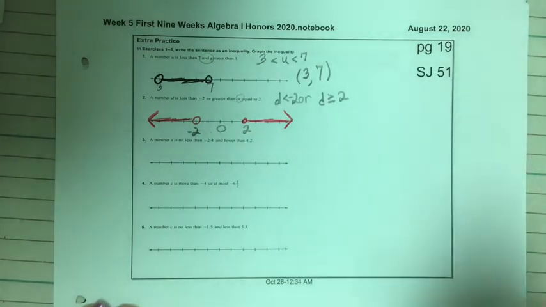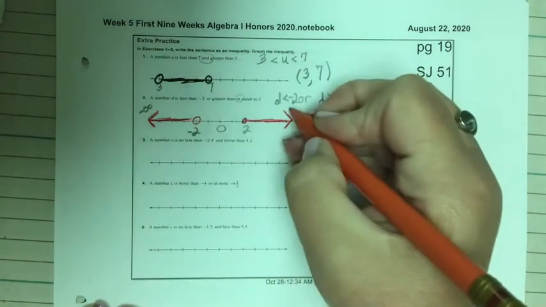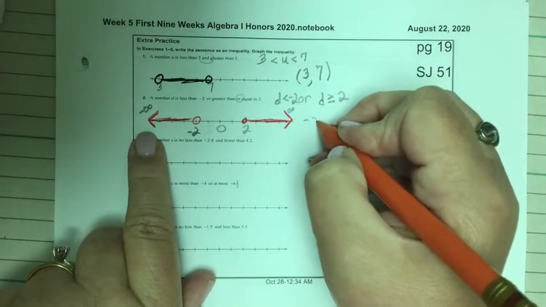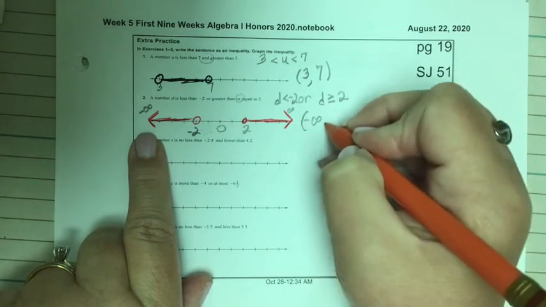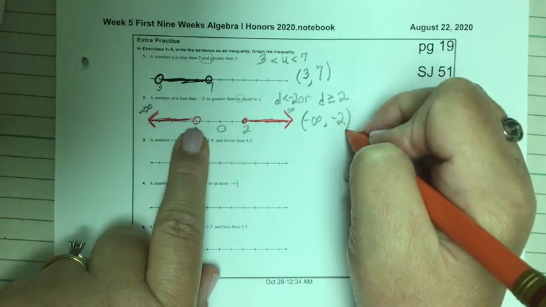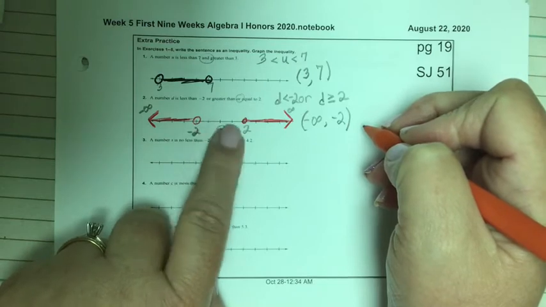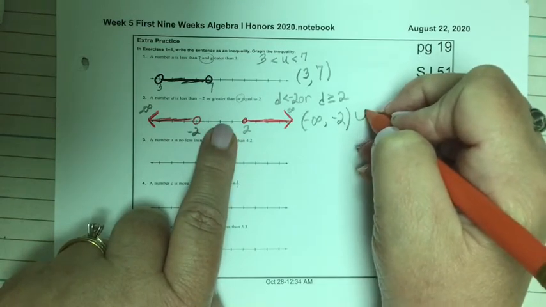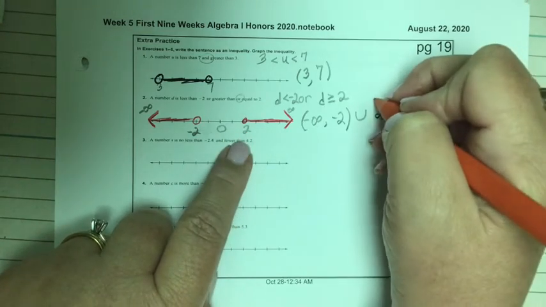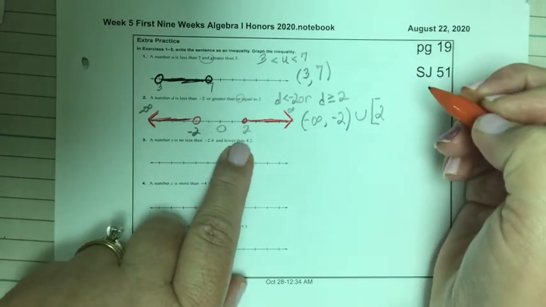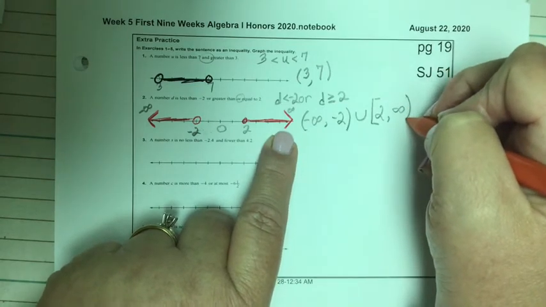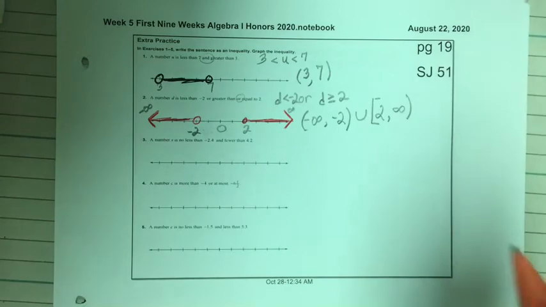Now let's do interval notation for this. Remember, from left to right, where does my number line start being shaded red? At negative infinity, and negative infinity always gets a parenthesis. It stops for a moment at negative 2 with an open circle, so you put a parenthesis, but then you unite that with positive 2, and positive 2 has a closed circle, so you put a bracket. Where does it stop? It stops at infinity, and infinity and negative infinity always get a parenthesis. So that would be interval notation.